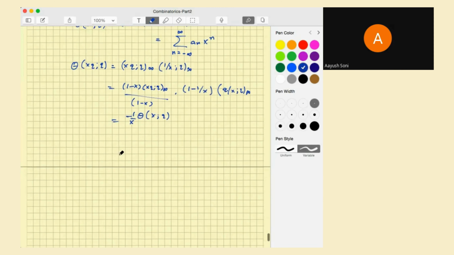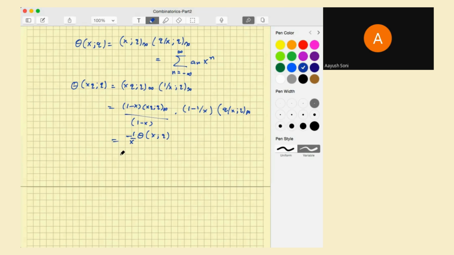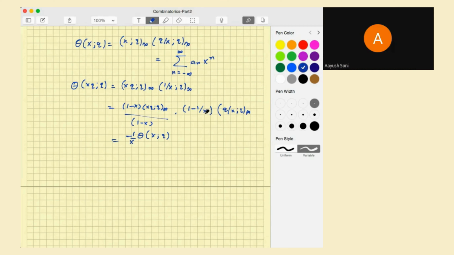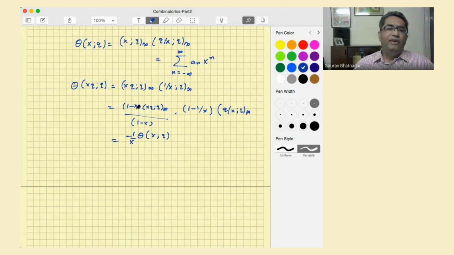Professor, how are we getting the 1 minus x? Are we multiplying and dividing by 1 minus x? No, the first term here is 1 minus 1 by x. The second term is 1 minus q by x and so on. And then 1 minus q by x and so on is covered here. Right, I was asking on the left hand side. Are we just simply multiplying and dividing? Yes, on the left we are multiplying and dividing. Right. Okay.